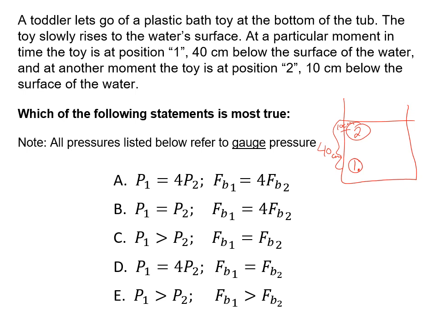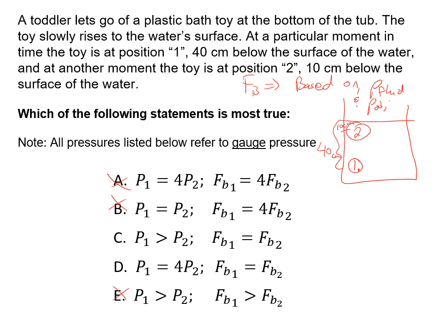So what's important to recognize is that the buoyant force is dependent on the density of the fluid and the density of the object, and neither of those two things are changing, so we would expect the buoyant force to be exactly equal at both positions. So that means that A can't be right, and B can't be right, and E can't be right, so it's either C or D.